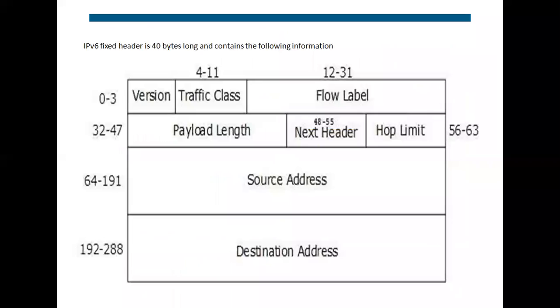OK, now we talk about the IPv6 header. The IPv6 fixed header is 40 bytes long and contains the following information. You can see from here, the bit numbering is given. One word is 0 to 31 bits, that is, a total of 32 bits. Then the second, again one more, then source address 32 multiplied by 4, that means 64, it will go up to 191. And then fourth, the destination address also 32 bits multiplied by 4, again it is 128. So if we add all, it will come to 40 bytes.